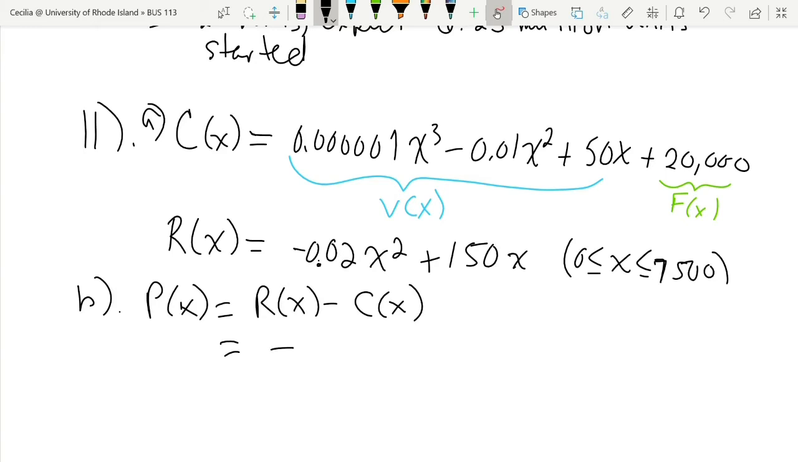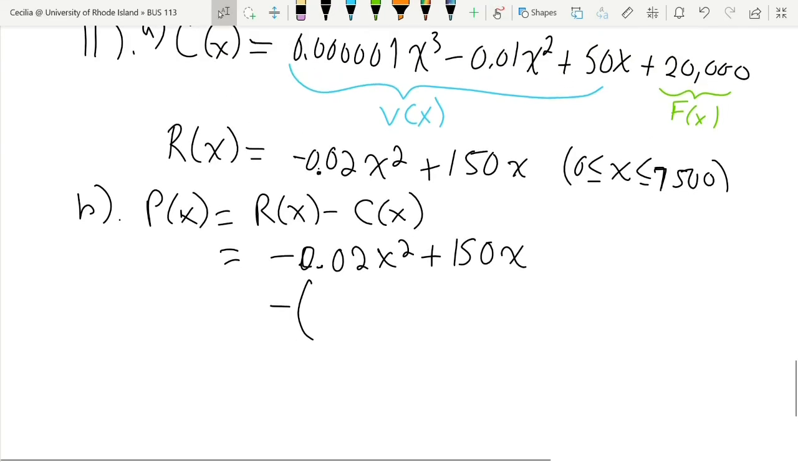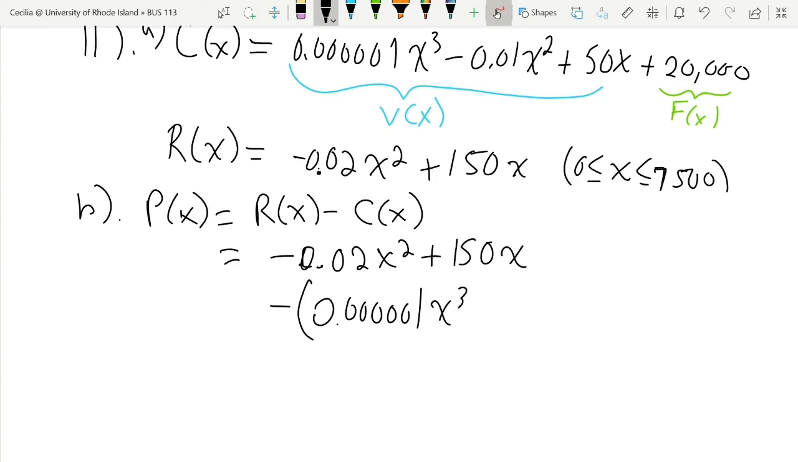So let's start out with the revenue, negative 0.02x squared plus 150x, minus the cost. So minus the cost, and I'm going to go ahead and move this down to the next line so that we actually have space for it. Oh, except now I can't see it. There we go. So we got 0.12345 x cubed and minus 0.01 x squared, a plus 50x, and a plus 20,000.